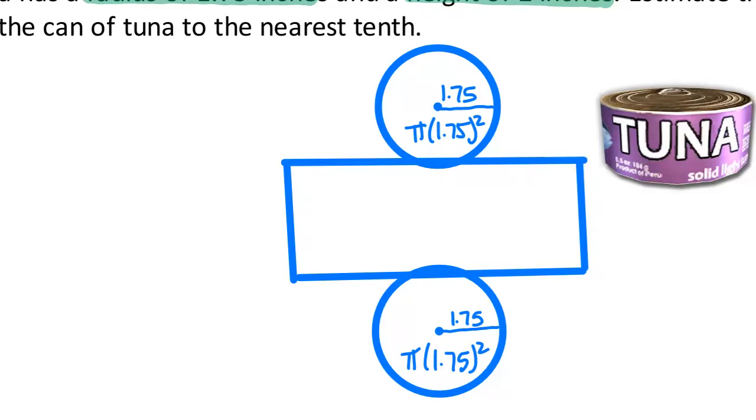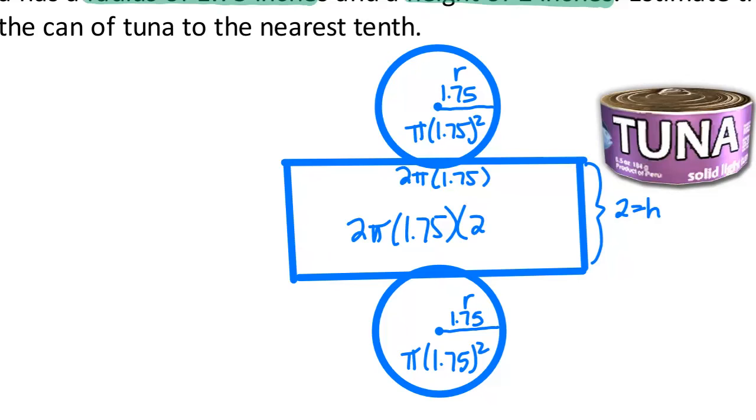And then they also gave me that the height, so from here to here, is 2 inches. My radius is 1.75. So to find the area of the rectangle, that's going to be my 2 pi r, which is 1.75. So that's the length times the height, which is 2. So to find the area of the rectangle, it's going to be 2 pi times 1.75 times the height, which is 2.